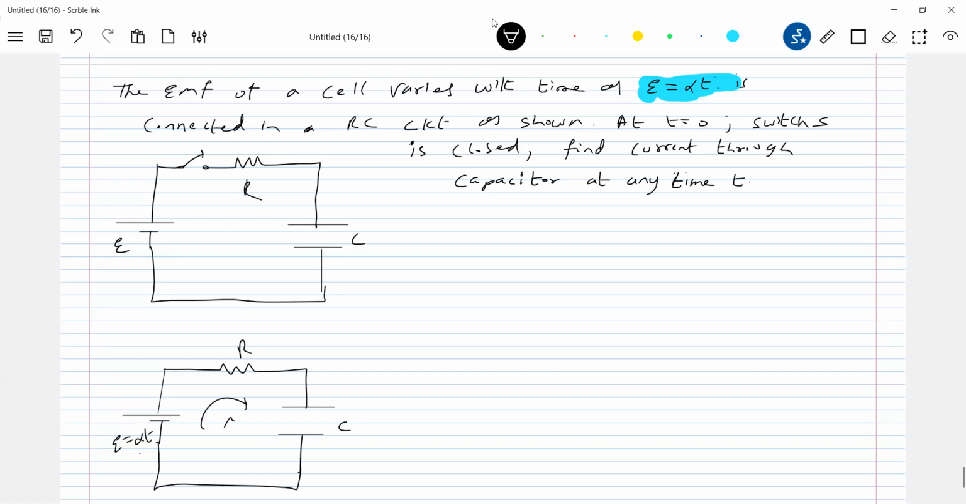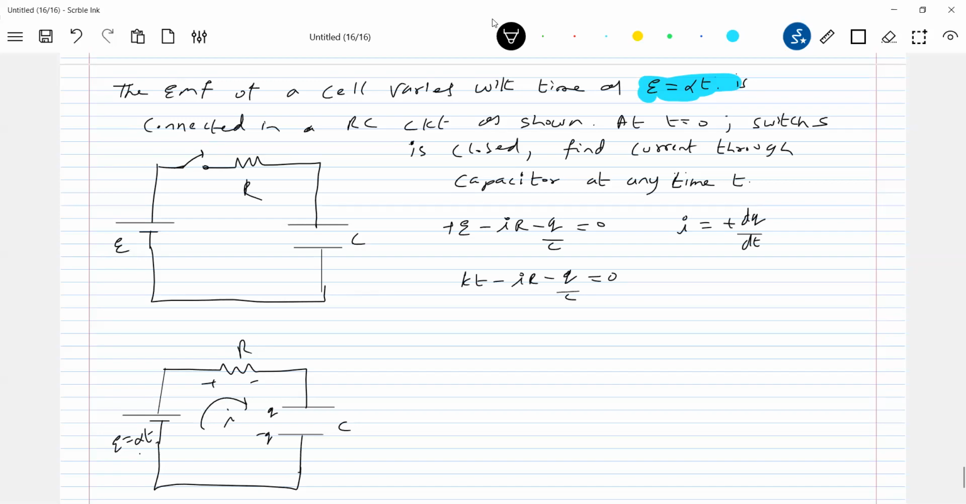So the current, let it be I, with charges plus Q and minus Q. So writing the loop equation: plus E minus IR minus Q by C equals 0. This current is responsible for growth of charge across the capacitor. So therefore I equal to plus dq by dt. E is what? Kt. So what is the question that is asked? The question is to calculate the current through the circuit at any time.